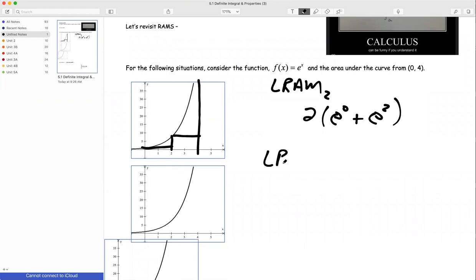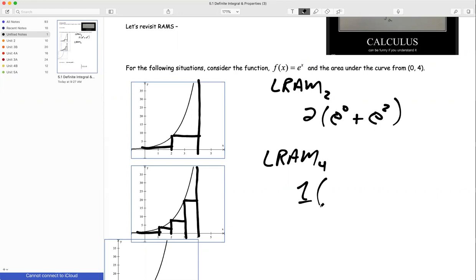Let's say I've got a left Riemann sum, but this time I'm going to have 4 subintervals. Okay, so sketching a quick little graph, it would look like something like that. And so what's the width of each of my rectangles? The base, excuse me, the width would be 1. And then it's a left Riemann sum.